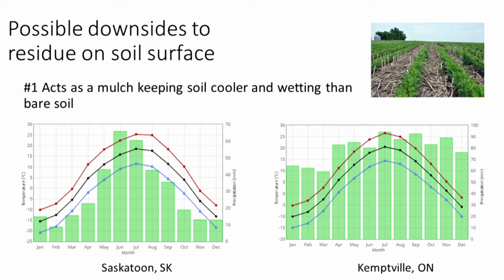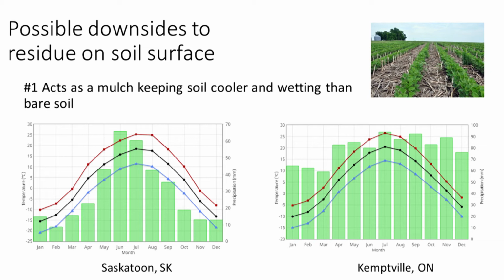So what are some of these downsides? First, residue on the soil surface acts as a mulch, keeping the soil cooler and wetter than otherwise. So that residue, while it's protecting the soil from erosion, basically insulates it. And so it keeps it much wetter and much cooler, especially during the fall and spring during the planting season. Now, this mulch effect of residue might be a huge benefit depending on where you are in Canada.